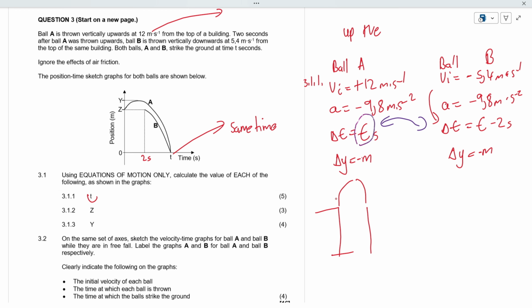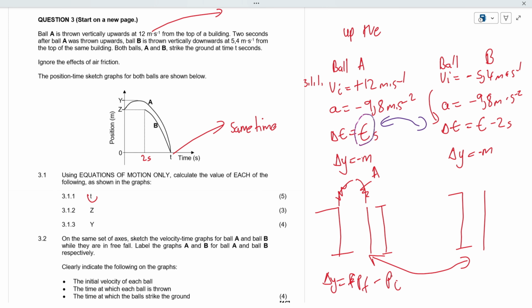So now when you check, this is ball A, this is the motion of ball A. Going up and going down is going to cancel, and then we see that the displacement is from the height of the building to the bottom of the building, which is just the motion of ball B, because ball B is just thrown from here like this. So we see that the displacement here is equal to the displacement here. Displacement is final position minus initial position.